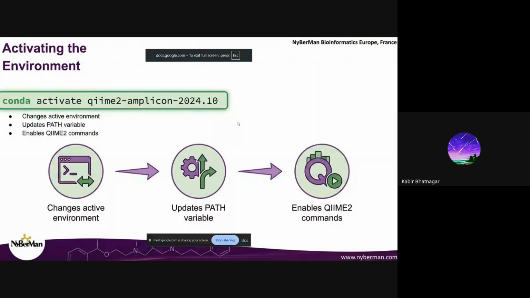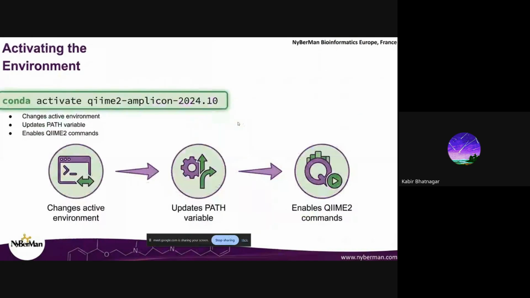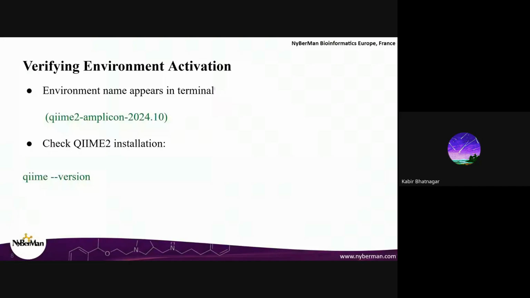I have mentioned all the commands, whatever I sent on the group, already in the slide, so you can use them. So this is the conda activate environment command. You use conda activate to change the environment, and it updates the path variable, and then it will enable the QIIME 2 commands. As you change the environment, it automatically updates the path of the plugins installed in QIIME, and after going into the QIIME environment, you can directly enable the QIIME 2 commands there itself.